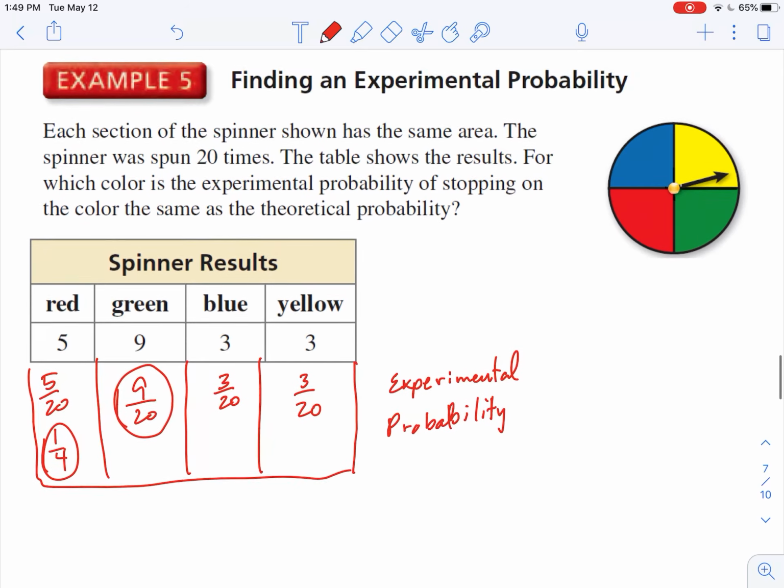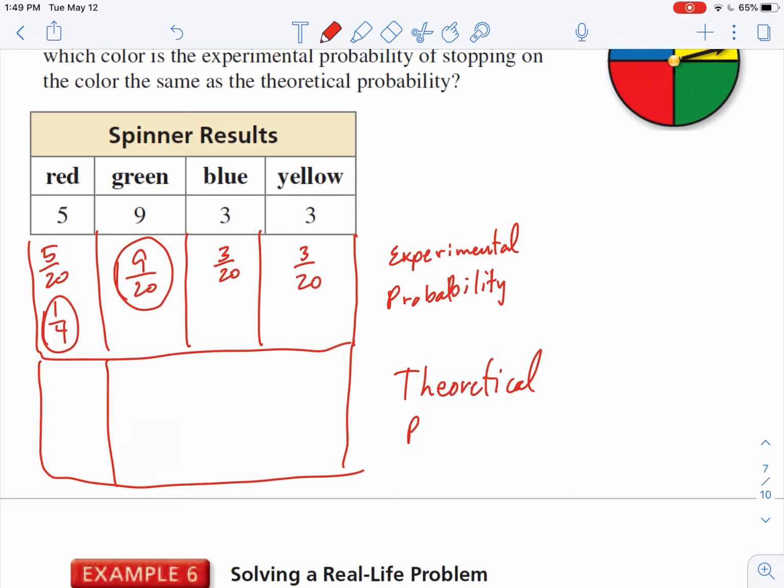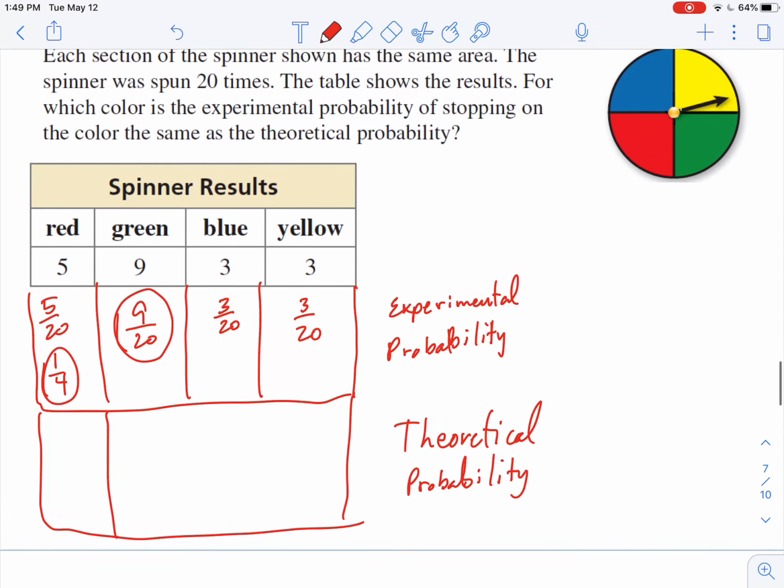Now, let's compare that with theoretical. So what would the theoretical probability be? The theoretical would be, what in theory would we expect to happen? Well, think about why in theory we would expect it to be a 1 in 4 chance. Well, it's because each of those areas is 1 in 4.